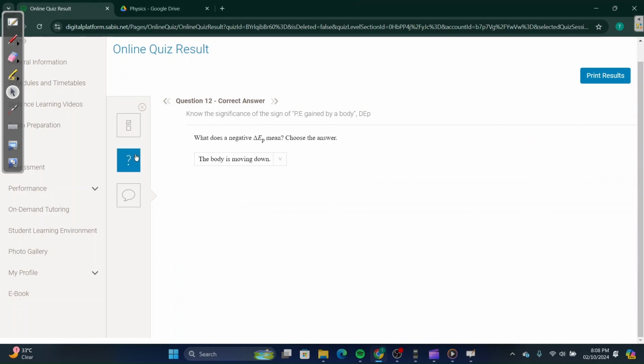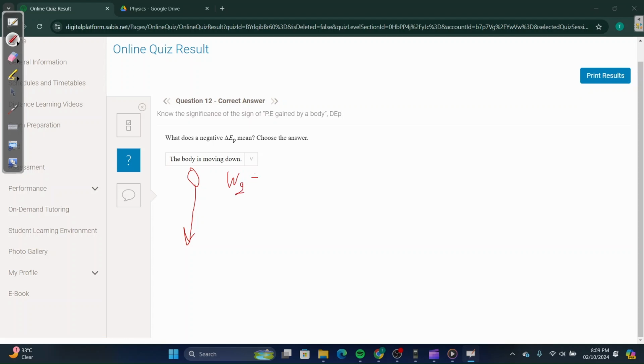It's step by step. What does a negative EP mean? I don't know if I mentioned this note, but if our object is going down, it's falling with the tendency of gravity. Okay, so gravity wants to go down. That means that the work done by gravity is positive, which means that the delta EP is negative.